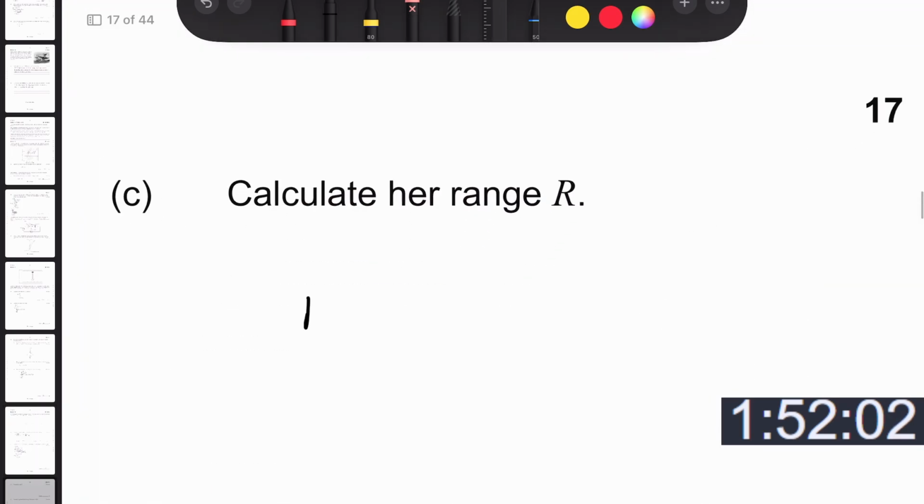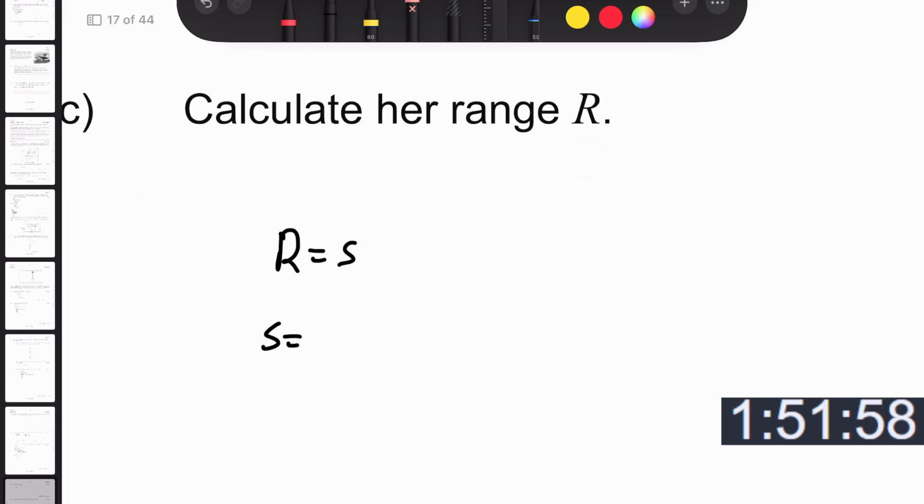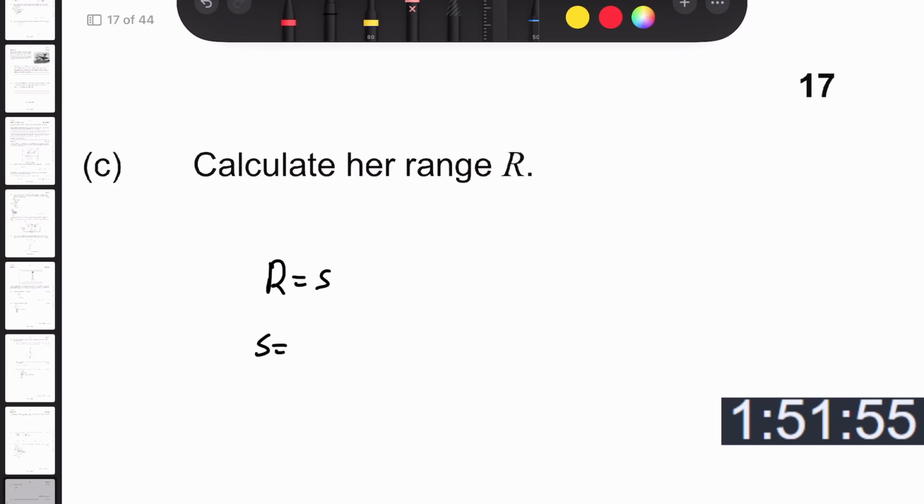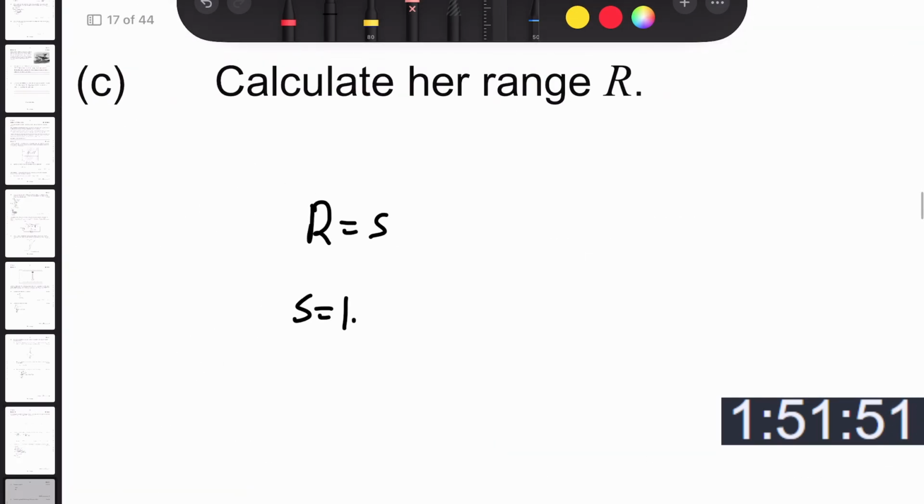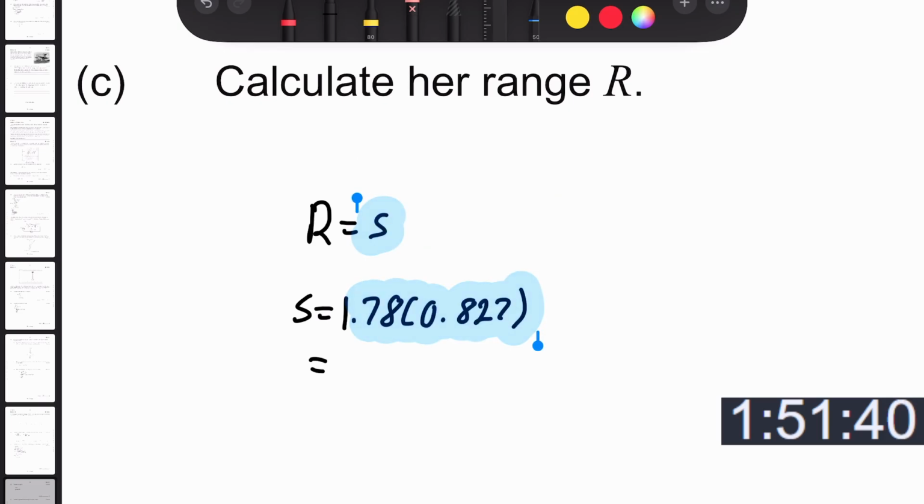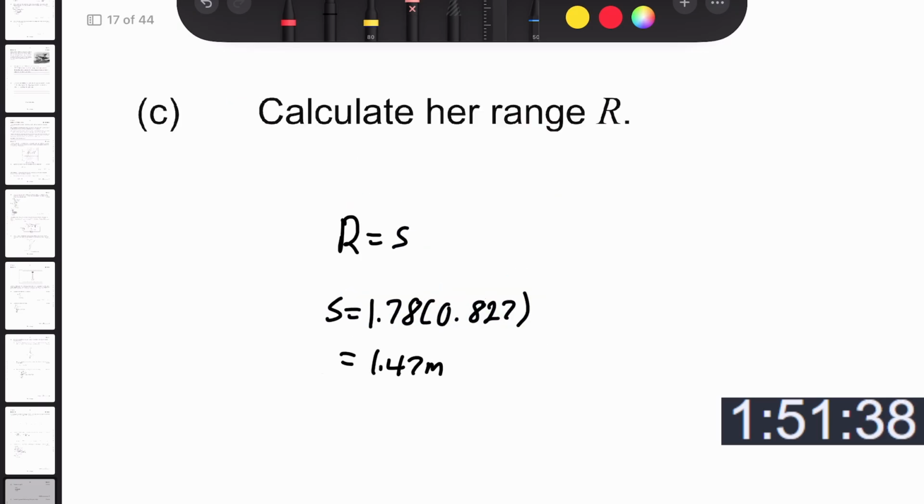So we'll say R equals S, and then S is equal to UT. So it's 1.78 times 0.827 equal to 1.47 meters.